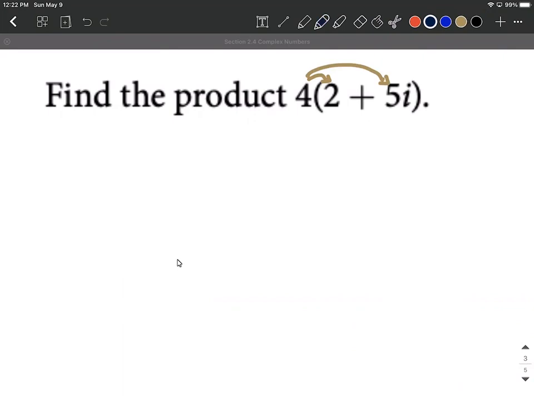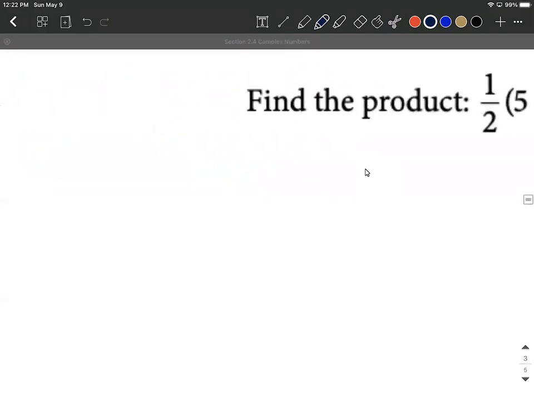So in this case, we think 4 times 2 is going to make 8, plus 4 times 5 is going to make 20 with the i. We have a real part, we have an imaginary part. That's all there is to this problem. Let's try one more here.